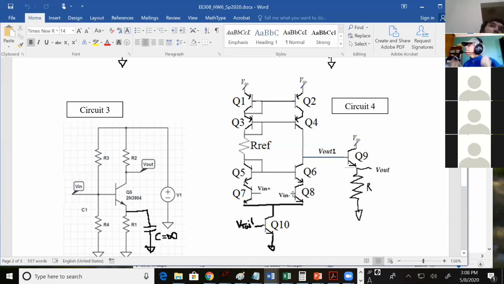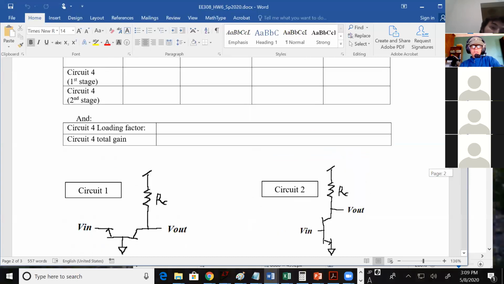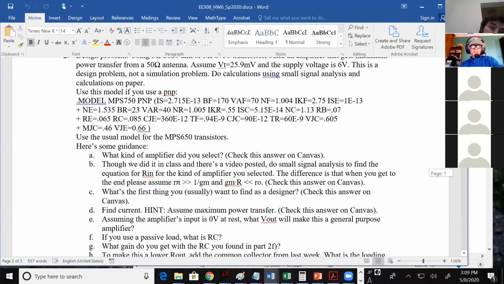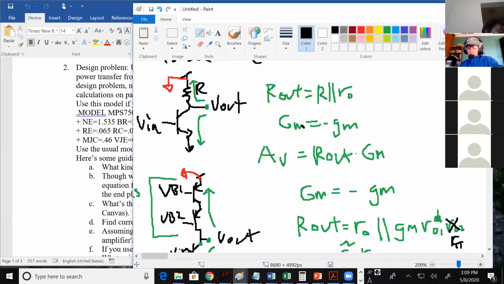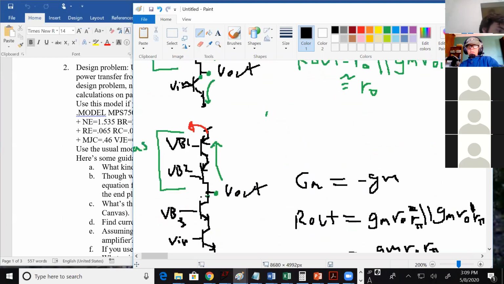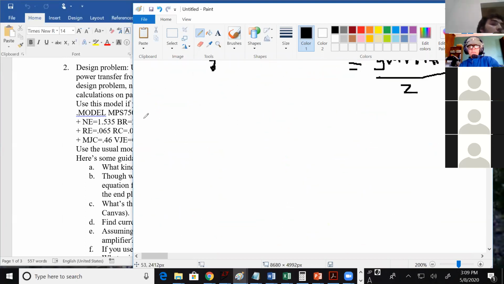Professor, I also have a question on the homework. For the design problem, it's asking for a V out that will make it a general purpose amplifier. I still don't really understand what general purpose amplifier means or what V out it needs. I just don't really understand that question. Okay.